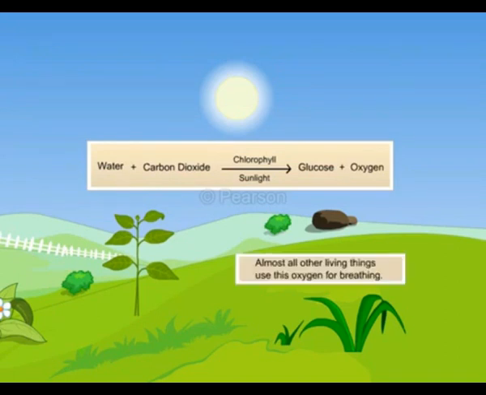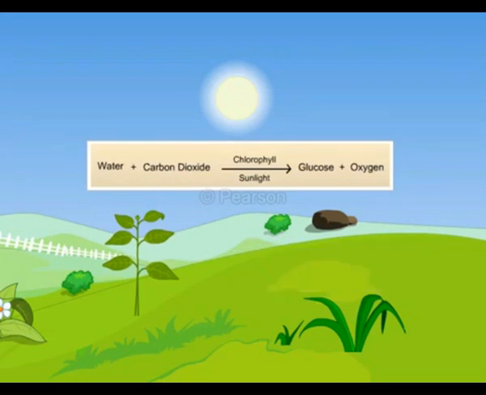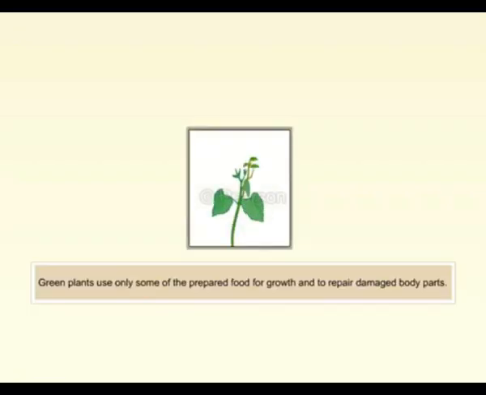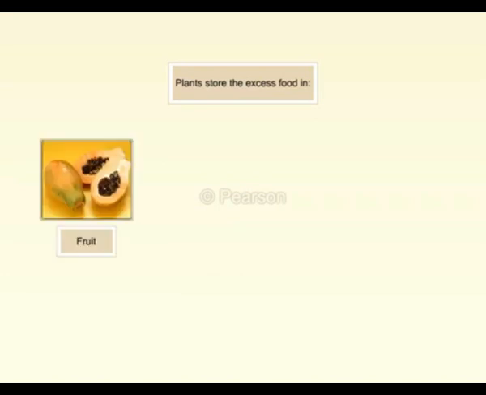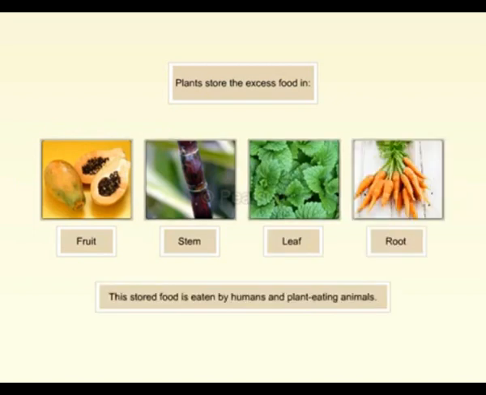Almost all other living things use this oxygen for breathing. This food making process in plants is called photosynthesis, as light is used as source of energy. Photo means light, synthesis means to put together. Plants use only some of the food for growth and to repair damaged parts. The rest of the food is stored in different parts like fruit, stem, leaves and root. This stored food is eaten by humans and plant-eating animals.